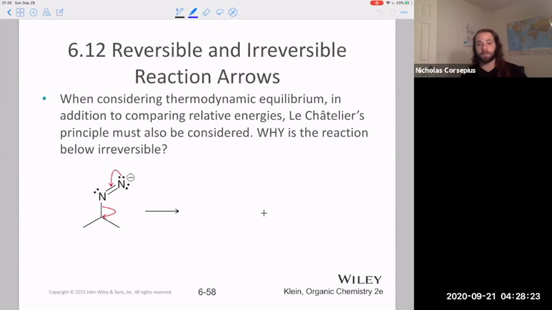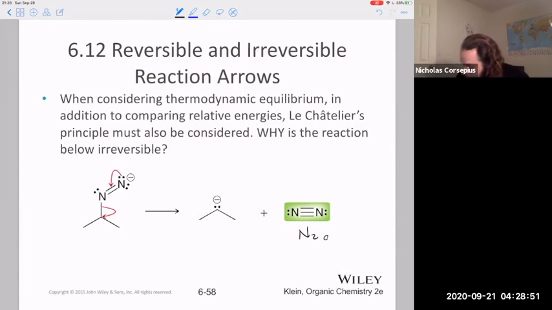So in this particular case, first of all, what are going to be my products? We should hopefully be able to tell just by looking at the electron pushing arrows. Here I would have a carbanion in this case. Notice, not a carbocation, it's accepting electrons. And nitrogen, N2, right?